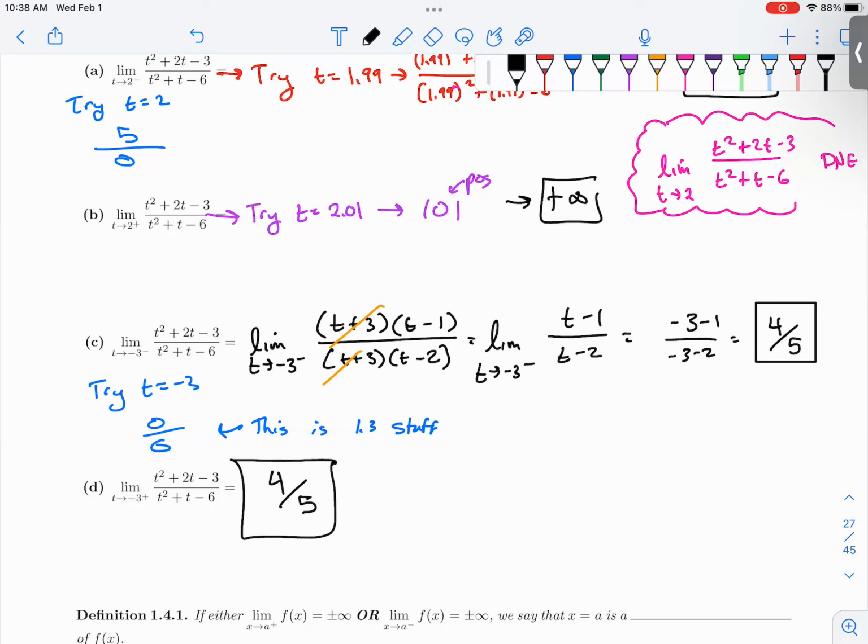Like, try it, like, 0 over. That should not occur. Yeah, if it's the same expression inside, the same function on the inside, that should never happen. It'll always give you the same thing when it's this case, when it's 0 over 0. Okay.